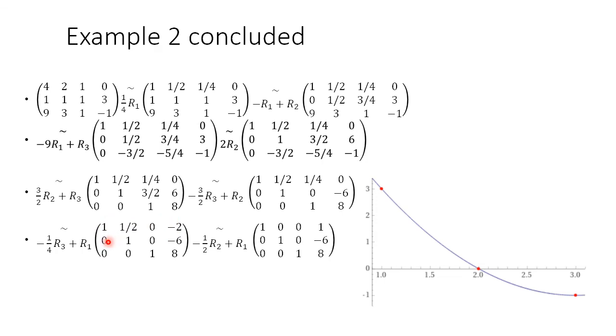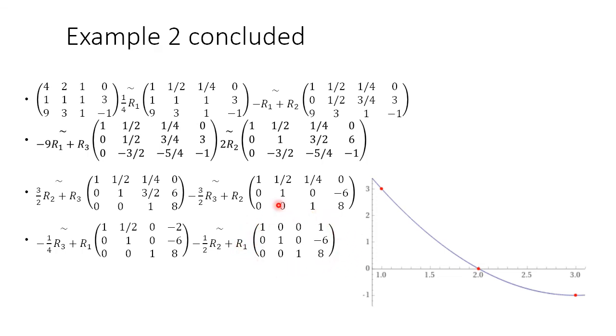That'll be negative 1/2 times 0 plus 1, which is 1. Negative 1/2 times 1 plus 1/2, which is 0. Negative 1/2 times 0 plus 0, which is 0. Negative 1/2 times negative 6, which is positive 3, plus negative 2 gives me a result of 1. Here I'm done with the Gauss-Jordan elimination, and I'm in the reduced row echelon form.